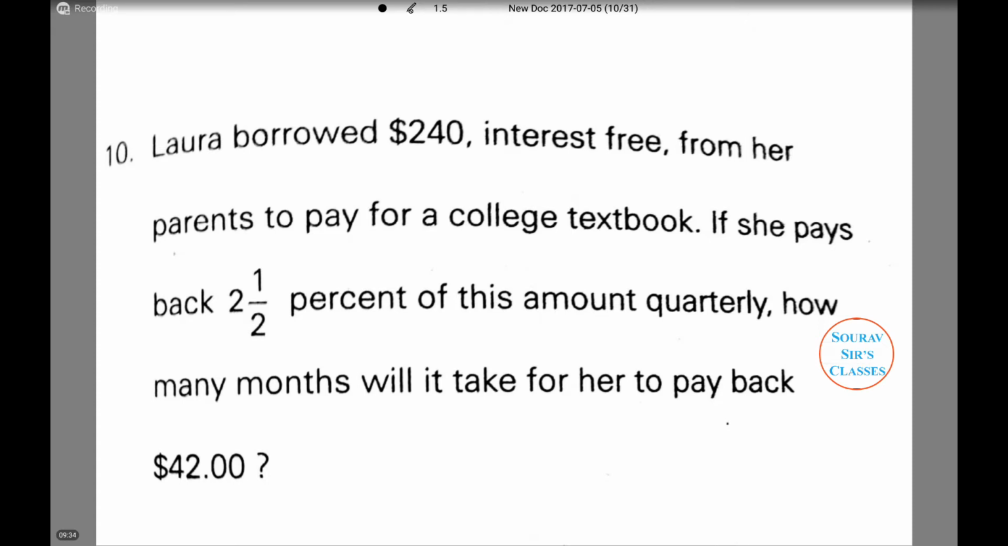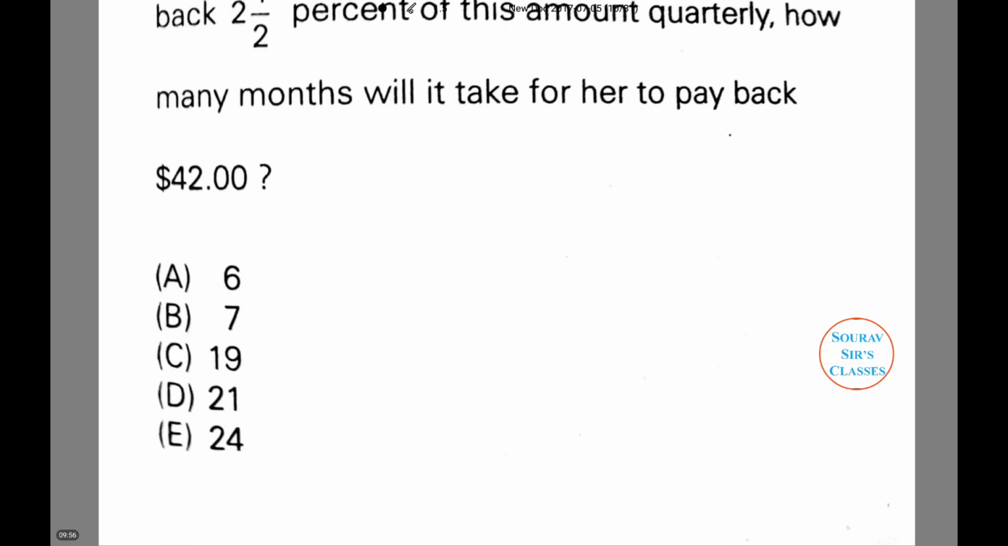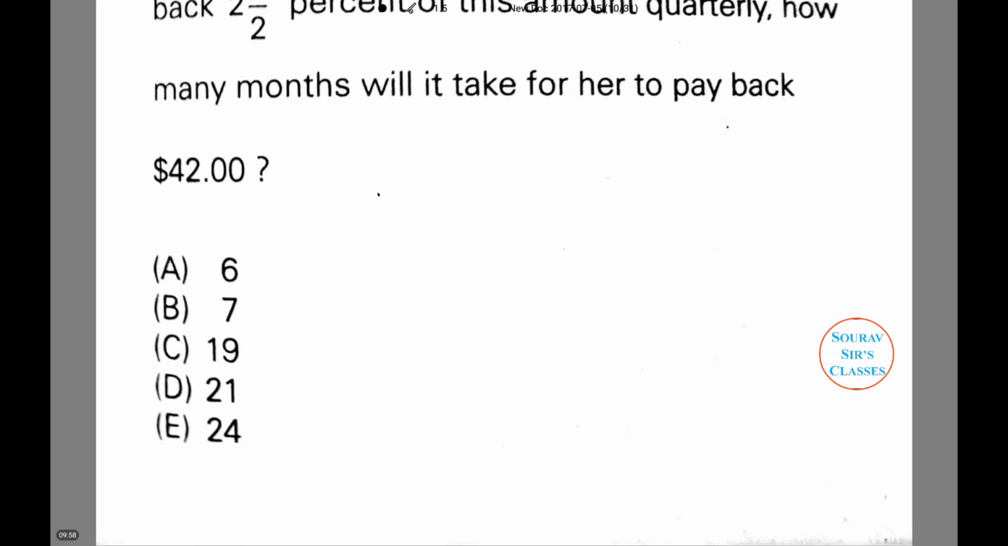Next we have a very simple question. Laura borrows $240 interest free from her parents, like we always do, to pay for a college textbook. Not necessarily. If she pays back 2.5% of this amount quarterly, how many months will it take for her to pay back $42?